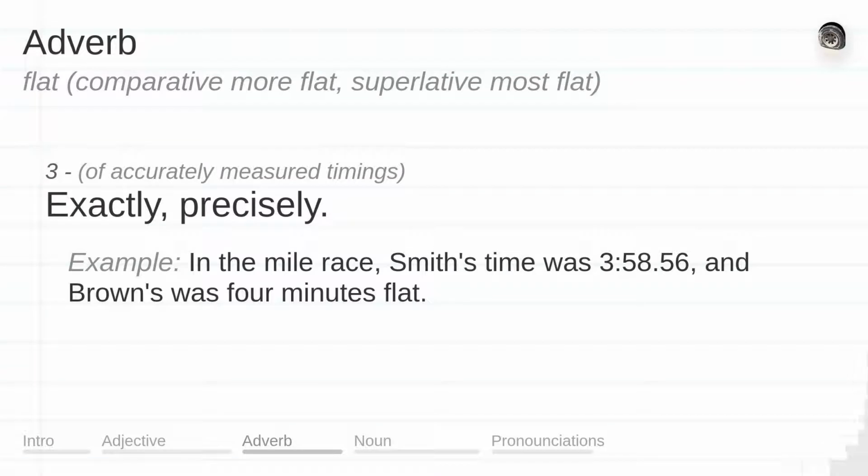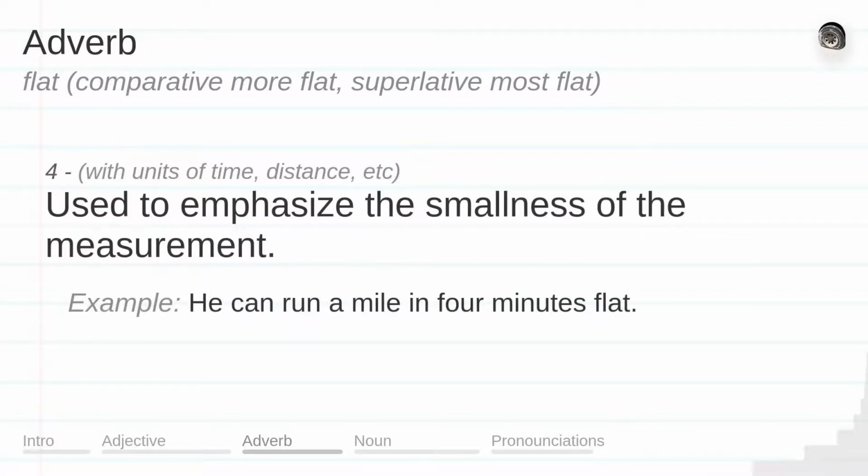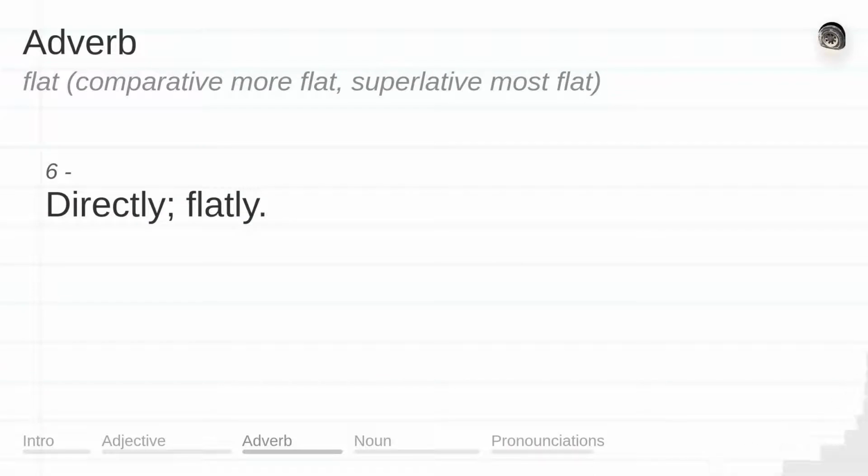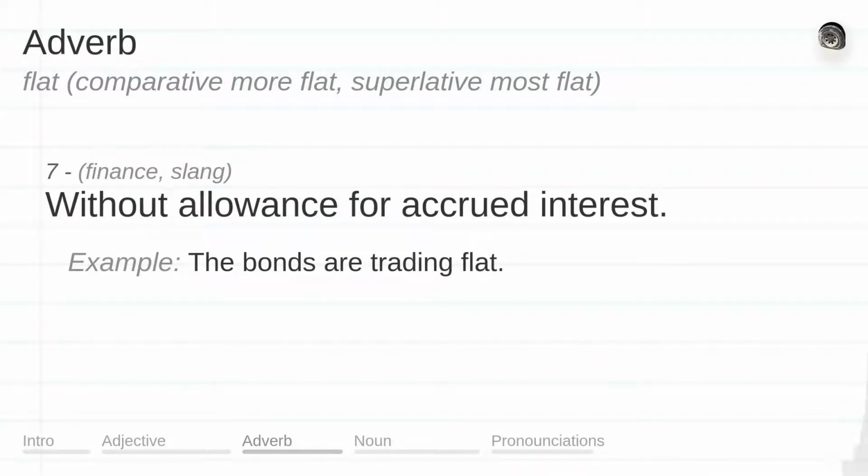Exactly, precisely. Example. In the mile race, Smith's time was 3 minutes 58 seconds and 56 milliseconds, and Brown's was 4 minutes flat. Used to emphasize the smallness of the measurement. Example. He can run a mile in 4 minutes flat. Completely. Example. I am flat broke this month. Directly, flatly. Without allowance for accrued interest. Example. The bonds are trading flat.